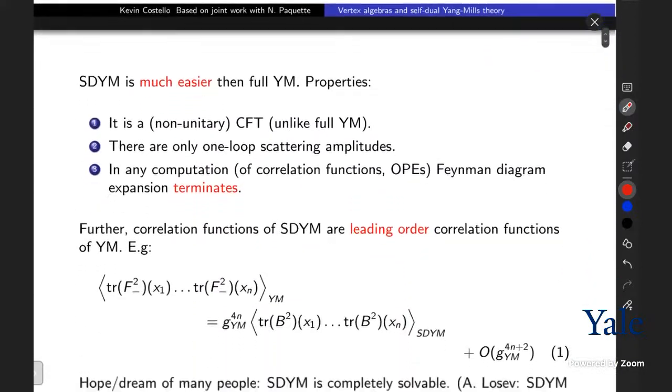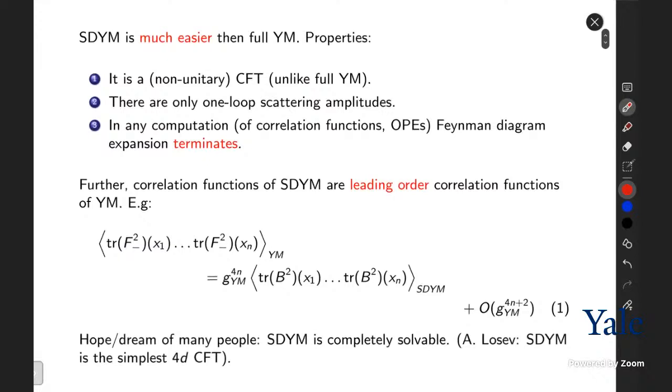As many people who have looked at this know, self-dual Yang-Mills theory is infinitely easier than QCD. For instance, it's a conformal field theory. Full Yang-Mills theory has a running coupling constant, so it has a non-trivial beta function. But self-dual Yang-Mills does not. It's a CFT. Well, it's non-unitary, but that's not that big a deal.